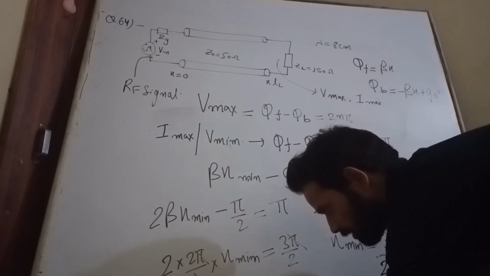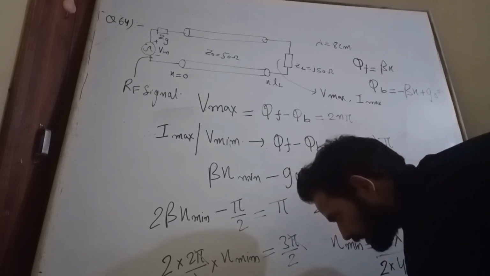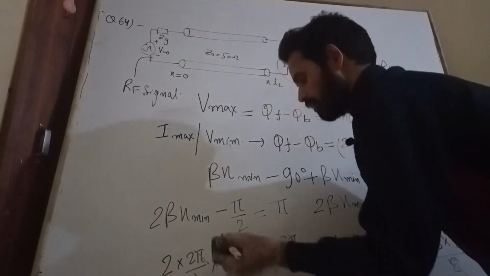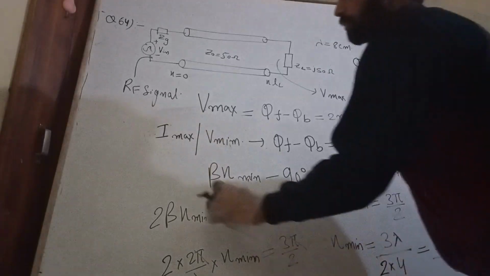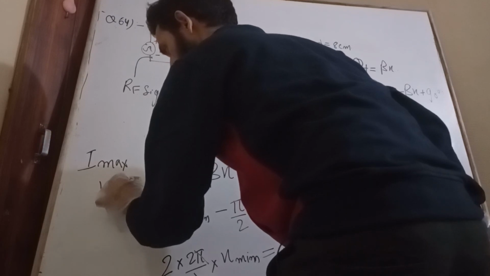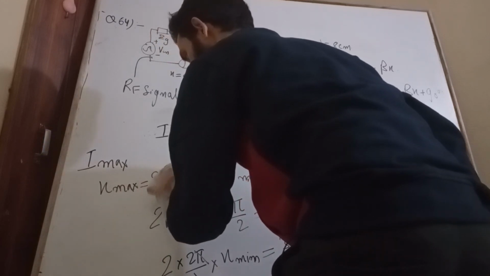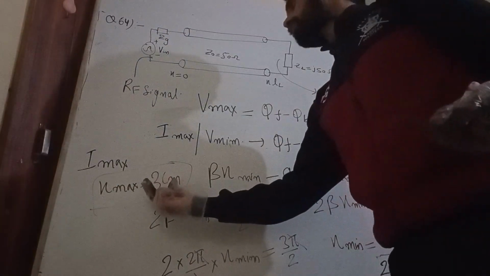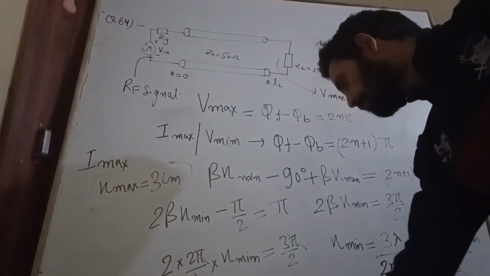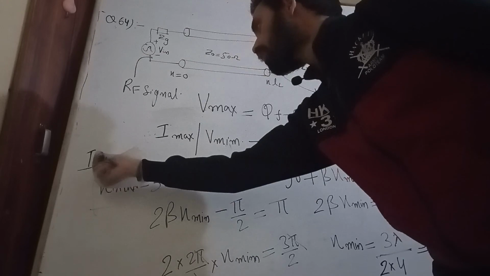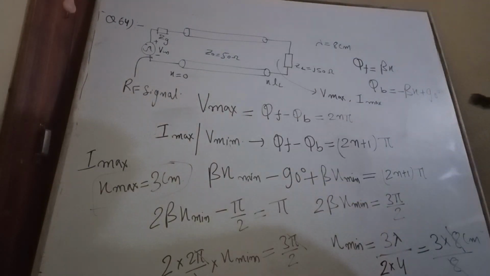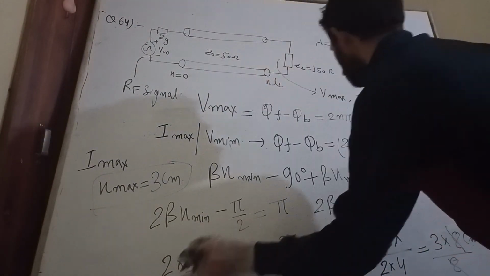For current maxima, it is x maxima. X maxima is equal to 3 centimeter. So for current maxima, we get x maxima equal to 3 centimeter. Whenever we call this as a current maxima, that time we will call this x minima as x maxima for current. So therefore x maxima for current is 3 centimeter.